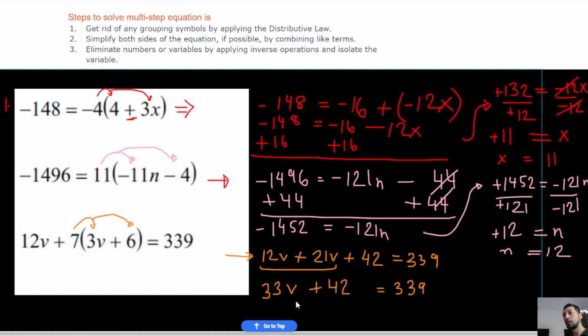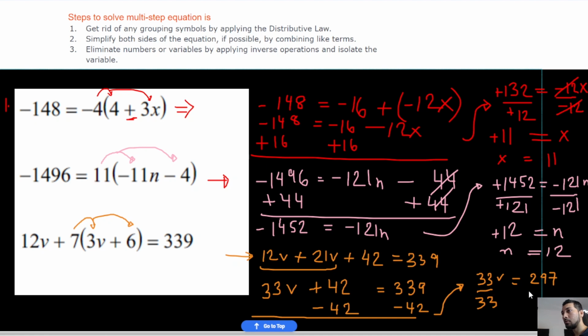Now you can get rid of this 42 by subtraction. If you subtract 42 on both sides, we get 33v equals 339 minus 42, that is 297. Divide both sides by 33. v equals 9.